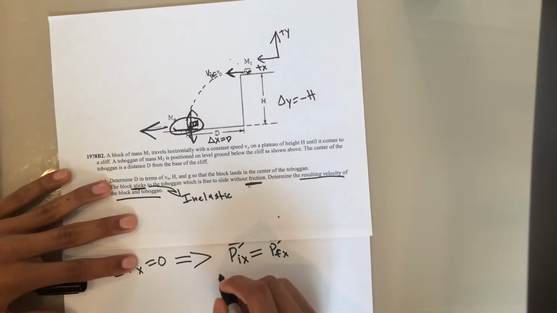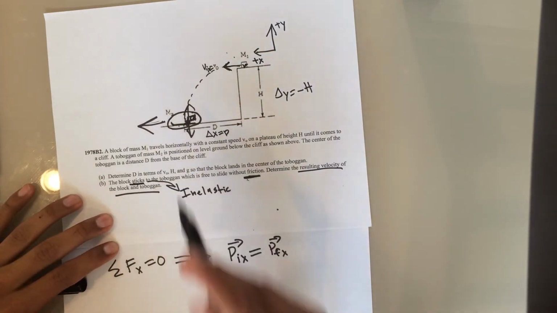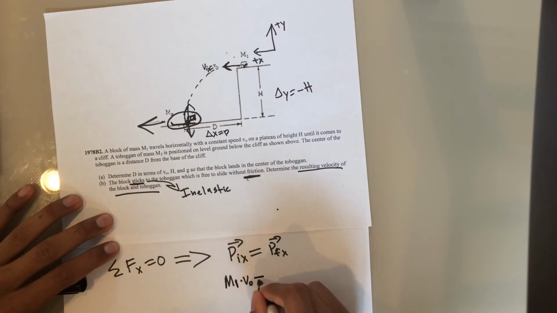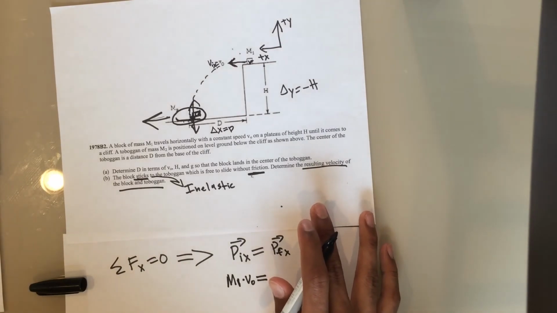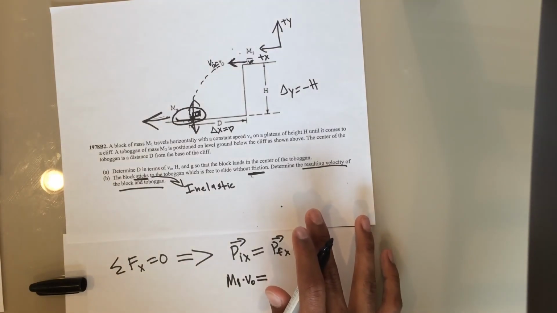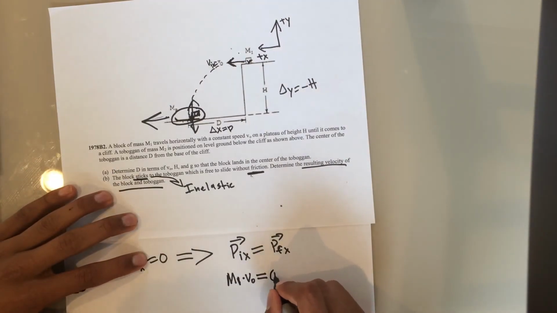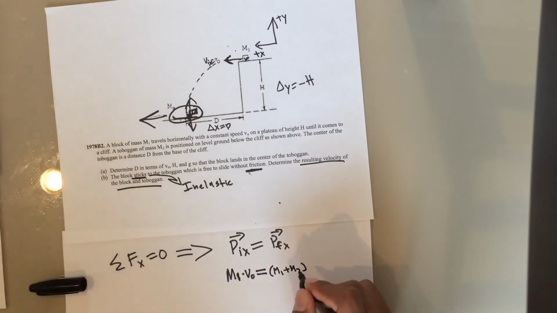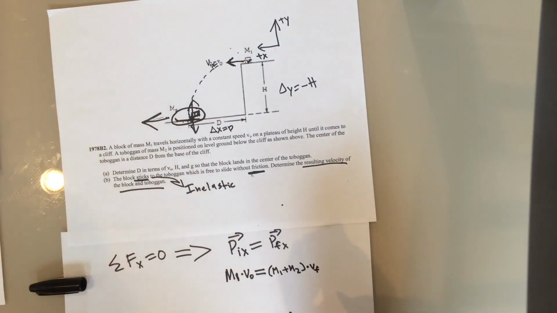Since momentum is defined as mv, and the block has mass m1, the initial momentum is m1 times v0. Now the block and the toboggan are stuck together when they hit, so we can say that they're just one object. Their combined mass would be m1 plus m2, where the toboggan has mass m2. And we're trying to find this resulting velocity, so we write m1 plus m2 times vf as the resulting velocity.